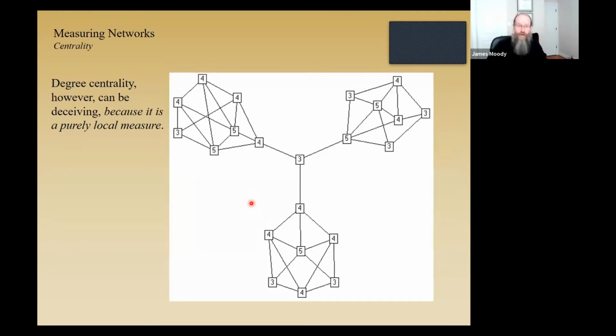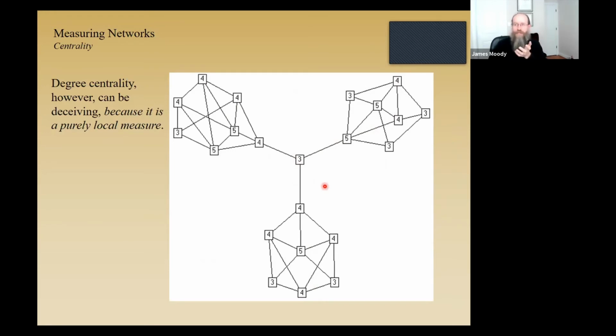Just to really drive that home, our intuition would be that this person would be somehow the most important node in this network. It's connecting everyone else in this set, but it has the lowest degree centrality, and that's because, again, degree centrality is just capturing this pure local measure.